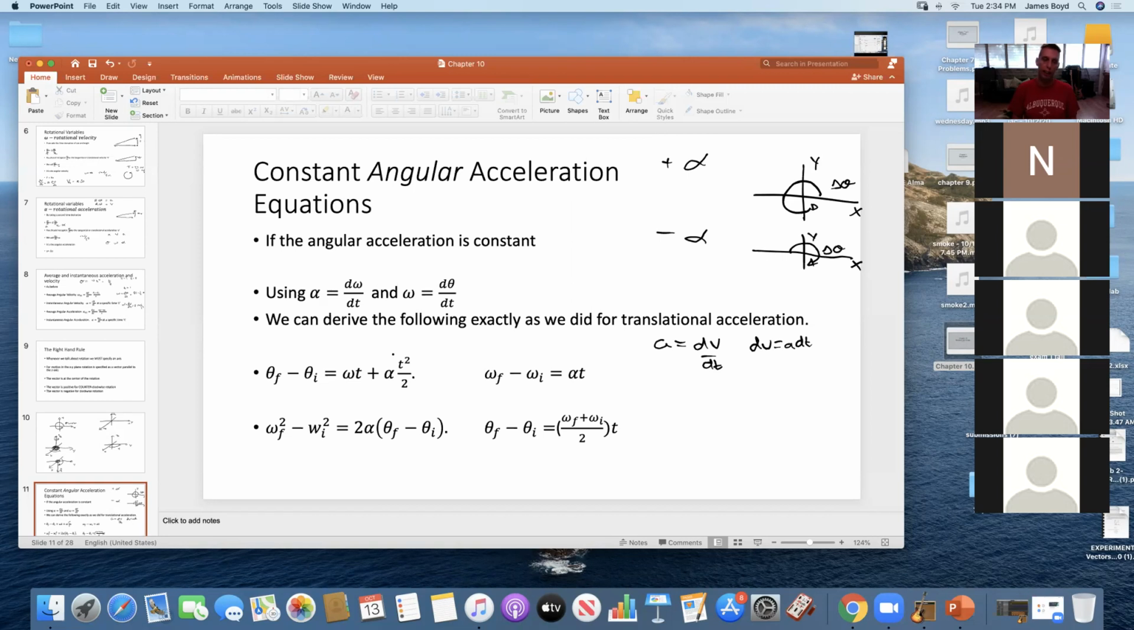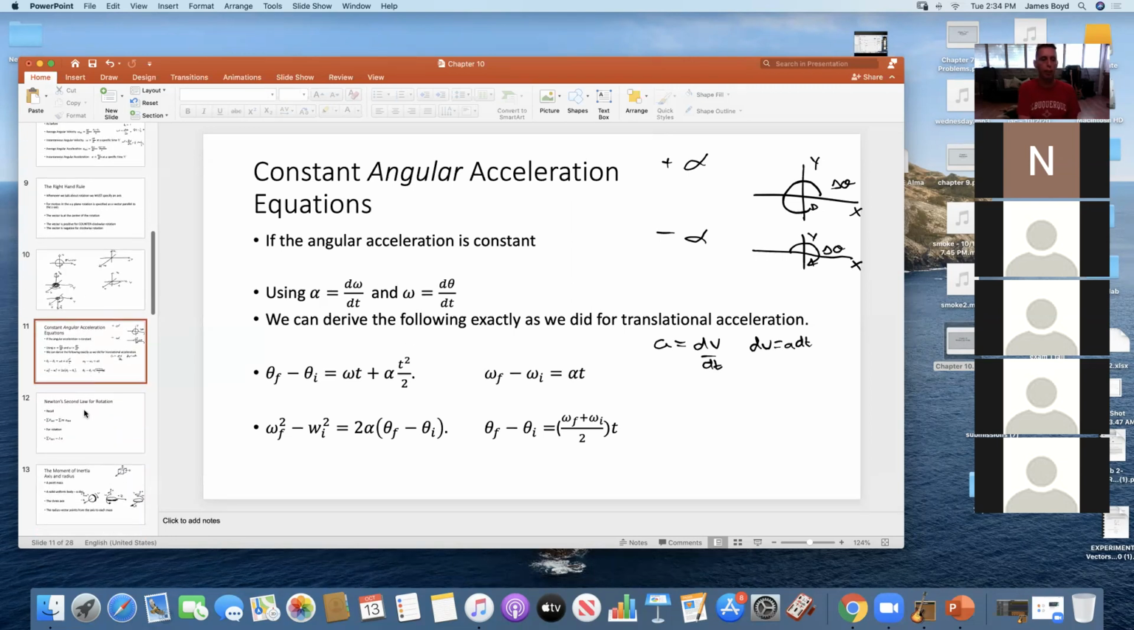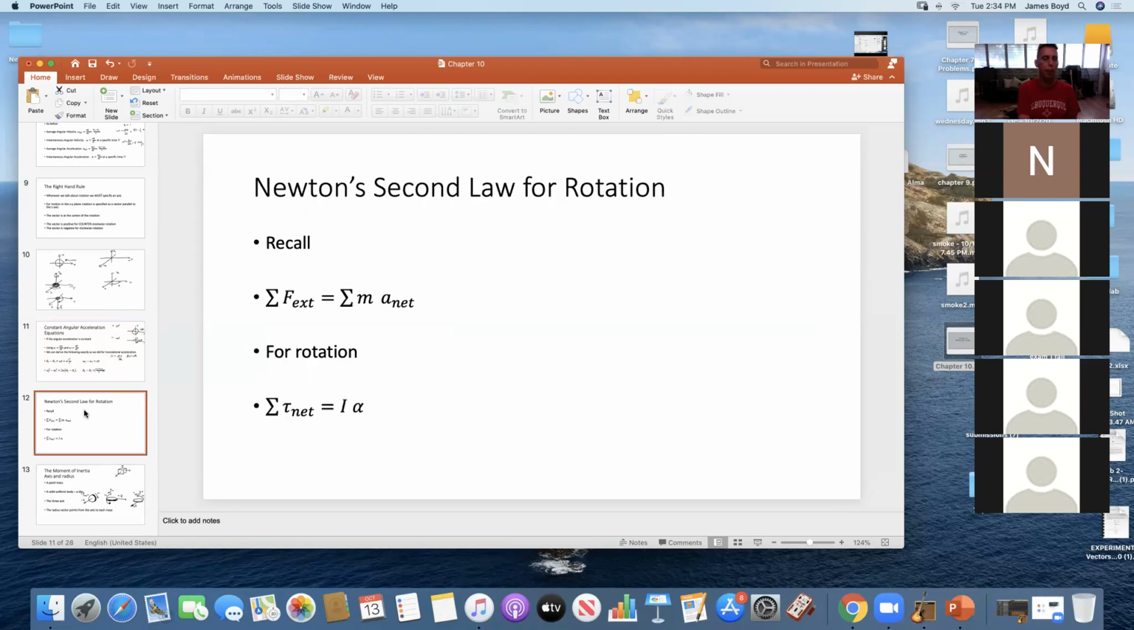The really nice thing is these are the only equations. You don't have an x component to the angular velocity. You just have the angular velocity, whatever that happens to be. It's not to say it's easy, just that eventually we're going to get there. Last thing before we actually start doing some nuts and bolts stuff.